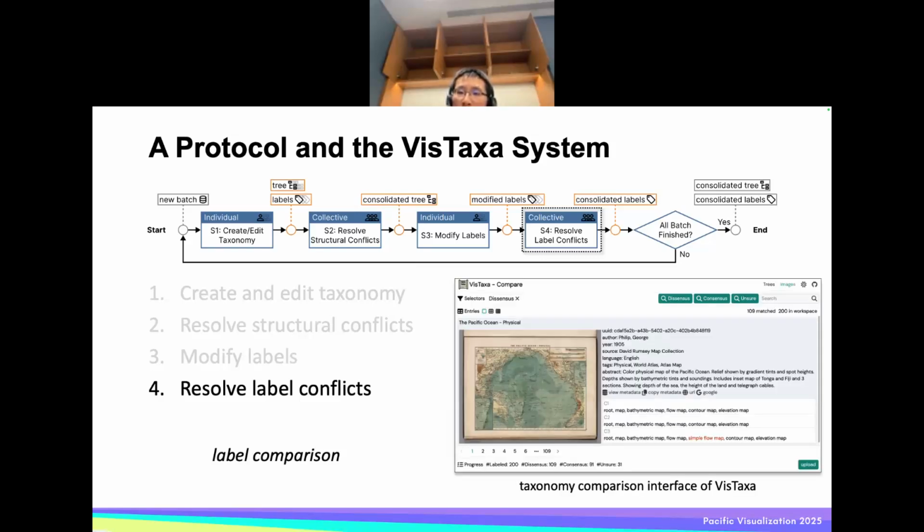The taxonomy comparison interface is used for presenting the label conflicts, and the coders may edit their taxonomy with the labeling interface when necessary. After a batch of images is coded, the 4 steps are repeated for the next batch, and throughout the process, the coders keep record of the edge cases they encountered and the discussion log.